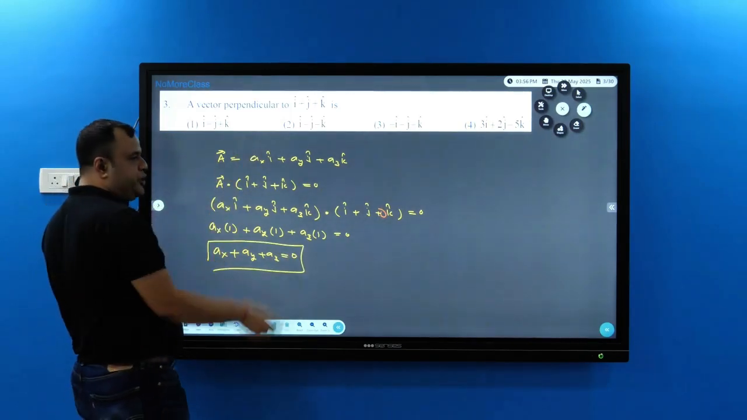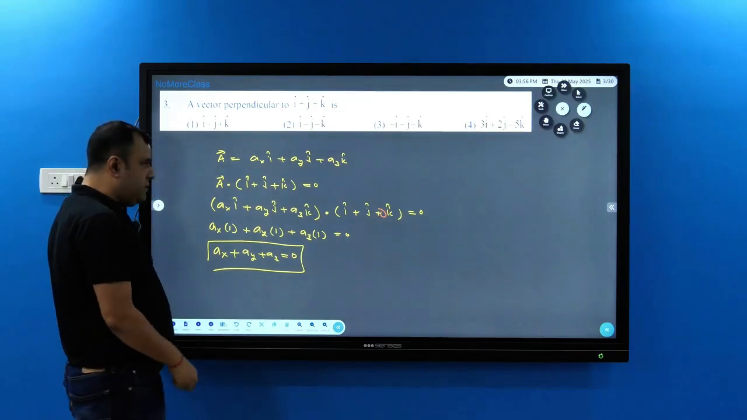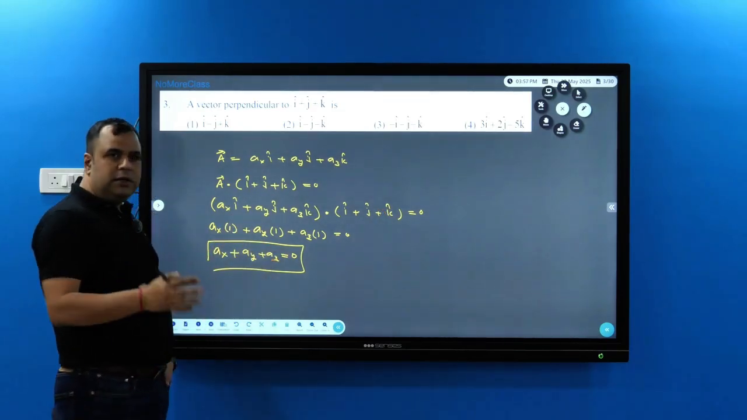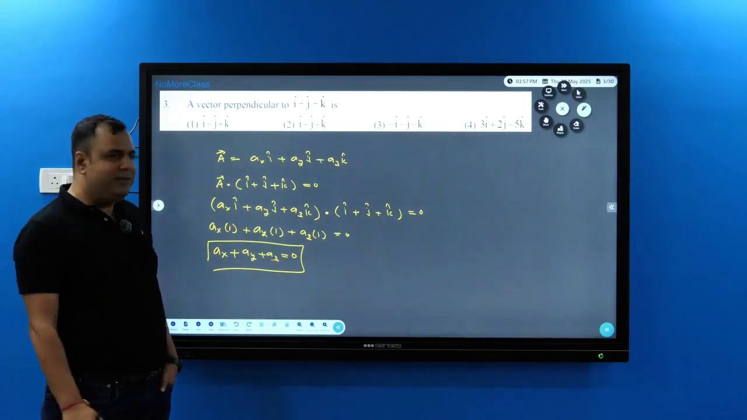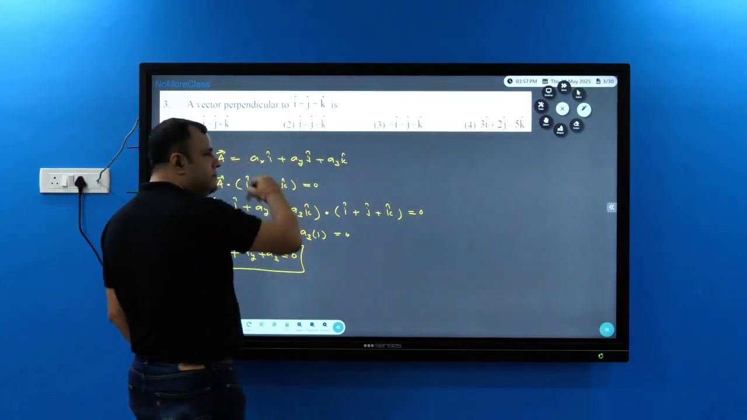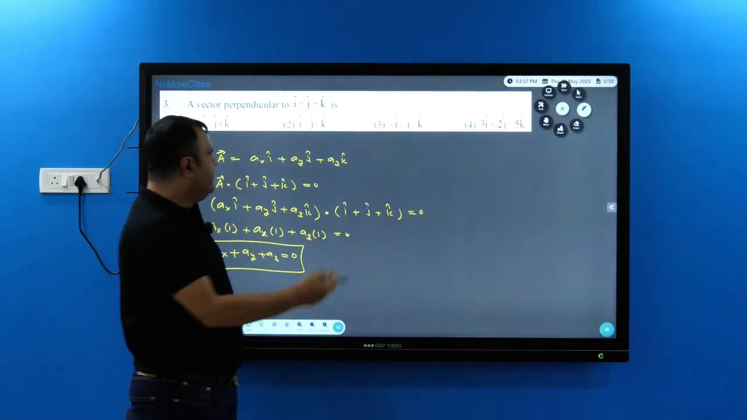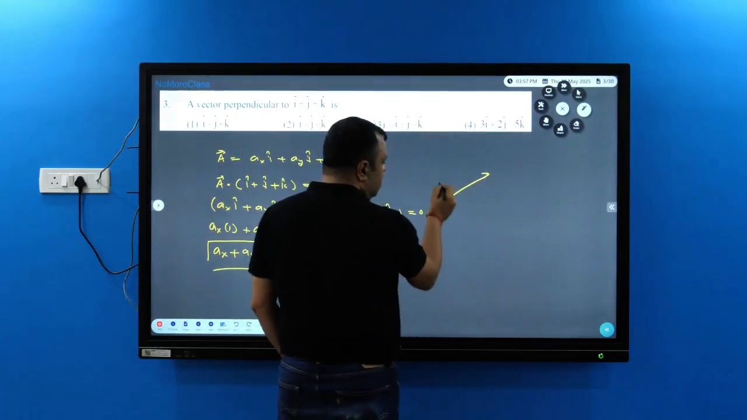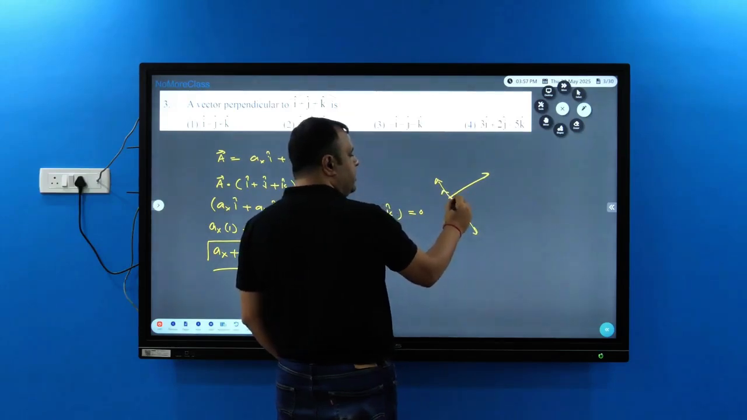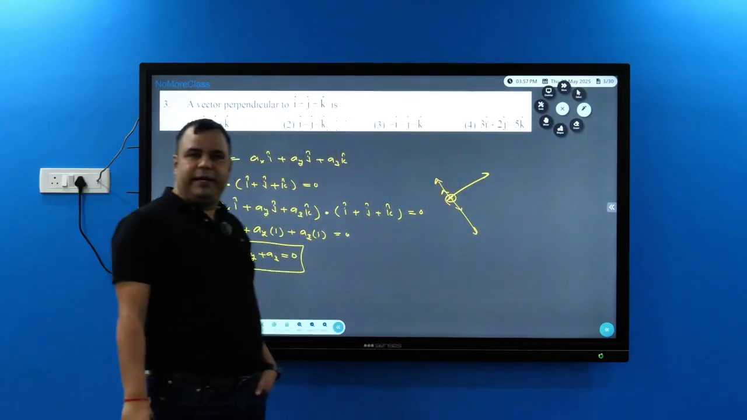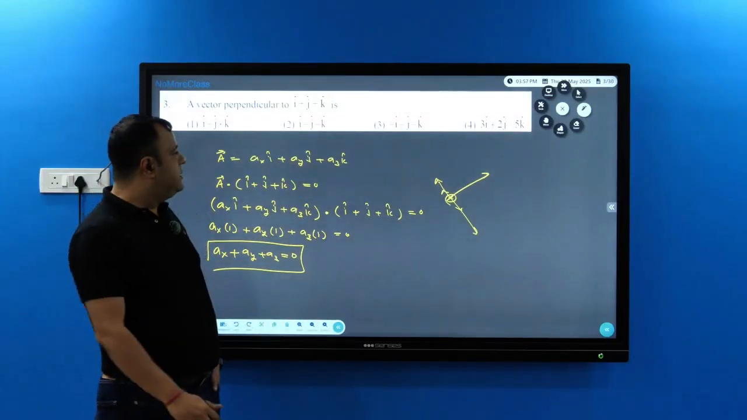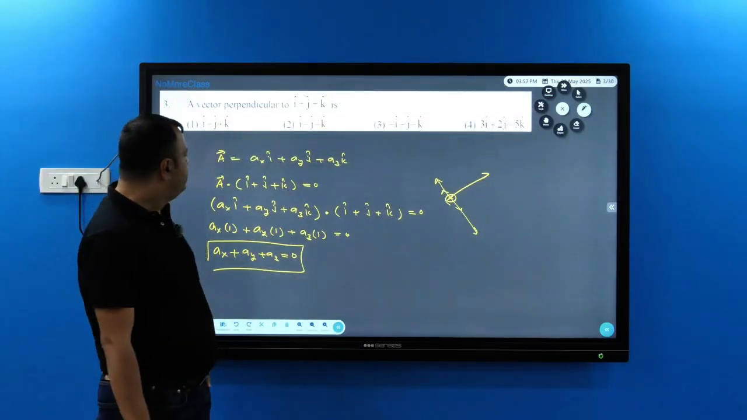Now out of these options, whichever option gives Ax plus Ay plus Az equal to 0 is perpendicular to this vector. And please understand, there can be multiple vectors which are perpendicular to this. Just to give an example, this is perpendicular, this is also perpendicular, this is also perpendicular, so infinite vectors are possible. We just have to find out which one among these 4 it is.